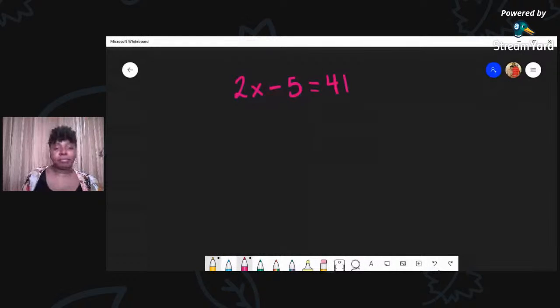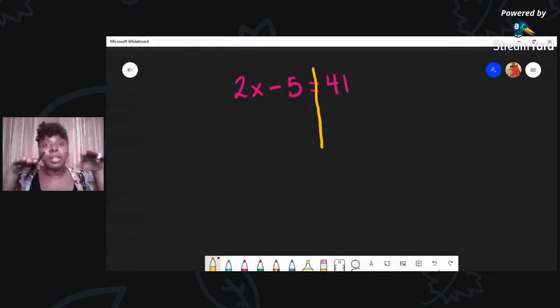Let's do it. So again, we separate both sides of the equation. I have a 2x on the left and a 41 on the right. They're supposed to be equal. They're supposed to be balanced, okay? But I need x by itself by the end of this. By the end, I want to say x equals.